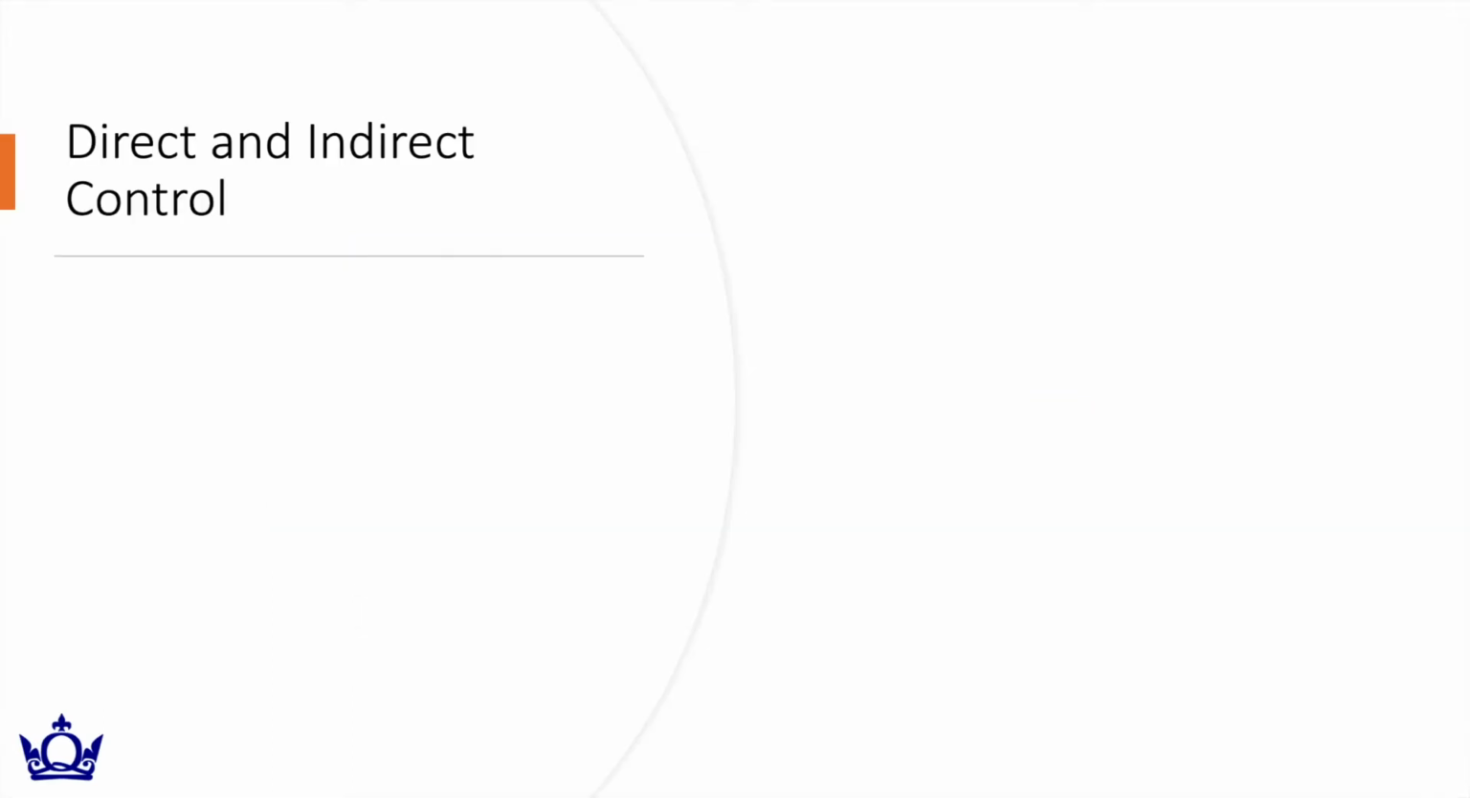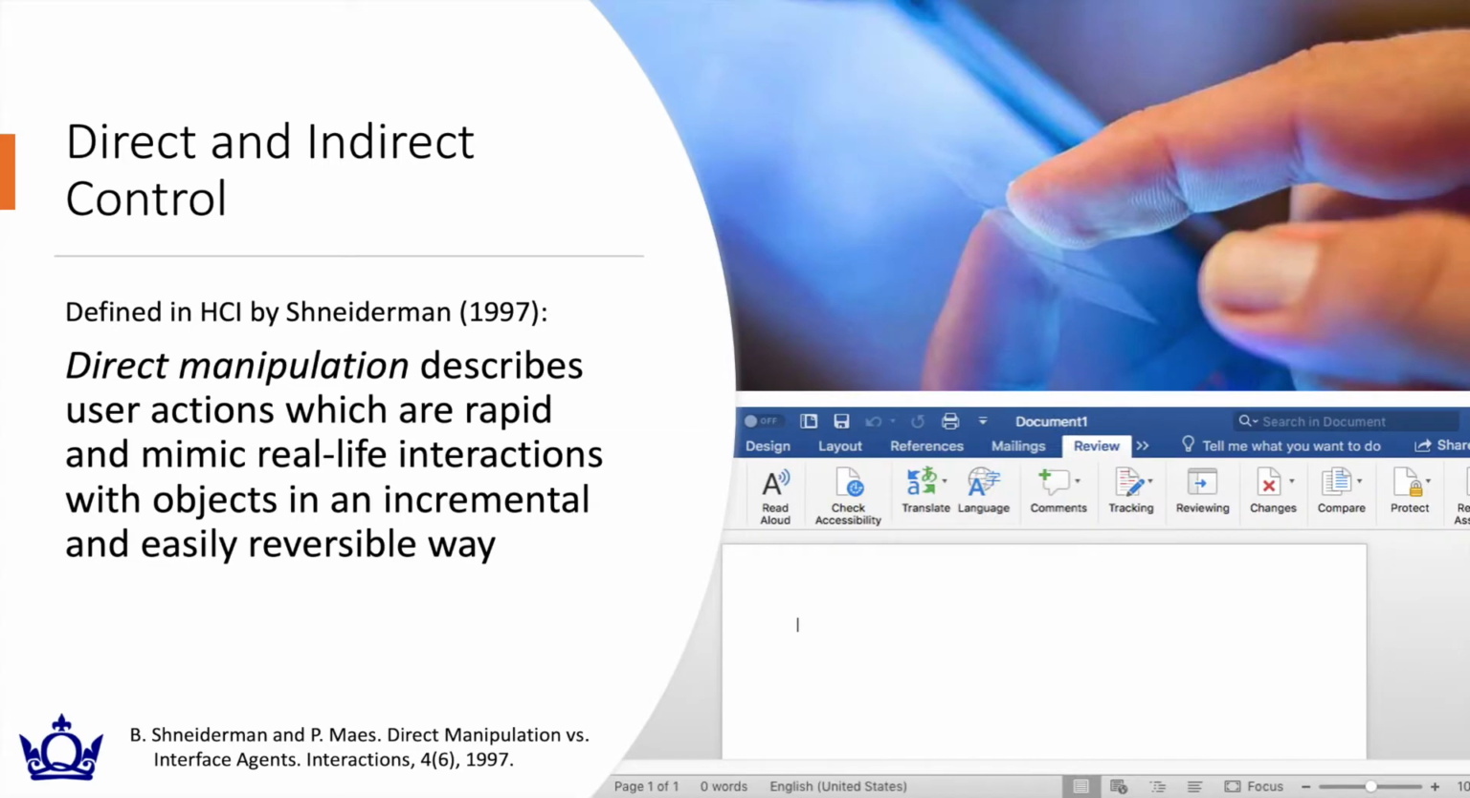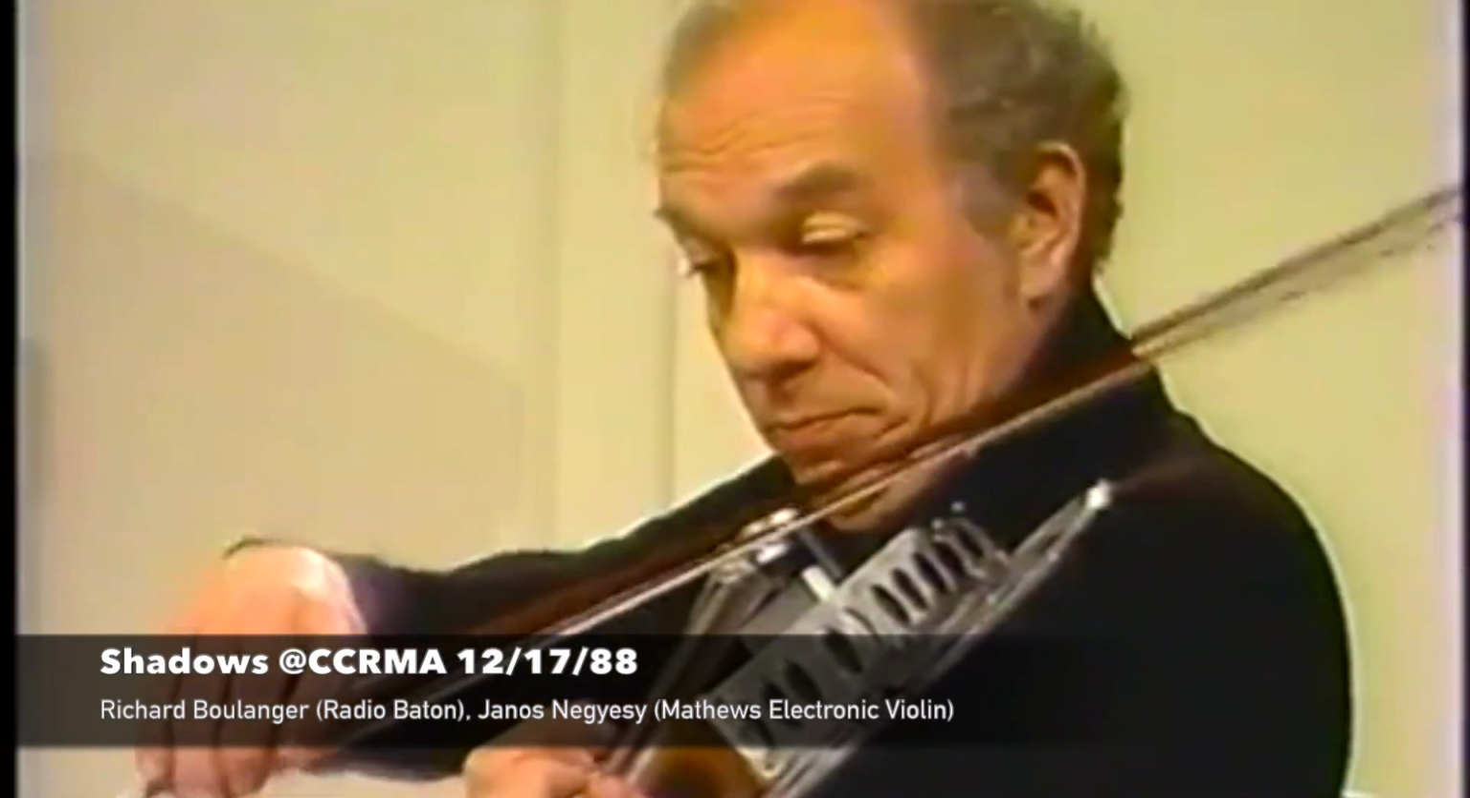It is important that we first set a solid definition for both direct and indirect control in DMIs. We can start back at the general definition for direct manipulation and control within HCI. Direct manipulations are those which are easy to see, rapid, and use mappings of user input to computer output which mimic interaction away from a digital context. The electronic violin here relies on audio amplitude to control filter parameters in this duet with the radio baton.